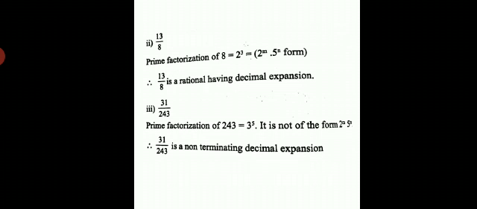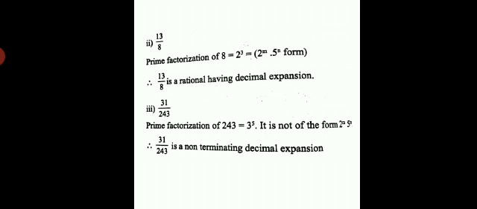We will move towards the next two examples. 13 upon 8. Find the prime factorization of the denominator 8, that is equal to 2 cube. 2 cube is again in the form of 2 raised to n into 5 raised to m. In the previous sum, by definition, they have taken 2 raised to n and 5 raised to m. Both are the same. Just m and n are indices, exponents, telling how many times a number is repeated. Therefore, 13 upon 8 is a rational number having a terminating decimal expansion.